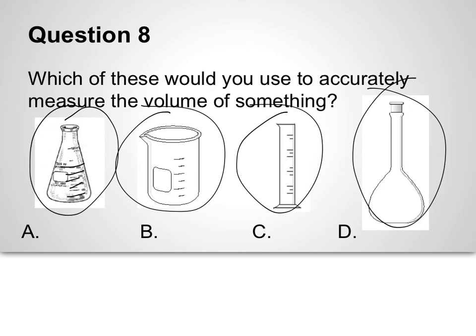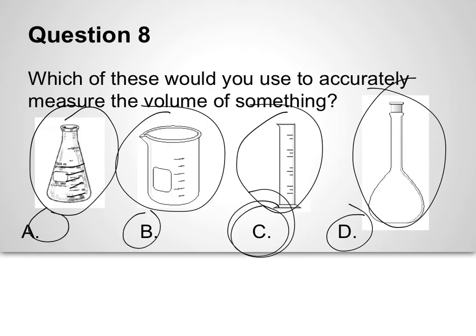Well, the one that we typically use in the lab, because it is the most accurate, is C, the graduated cylinder, because they typically have the smallest markings, which means the most accuracy, the most decimal places. So you could measure the volume with any of these devices, but the most accurate is going to be the one that's the smallest, with the smallest measurements on it, which is the graduated cylinder.